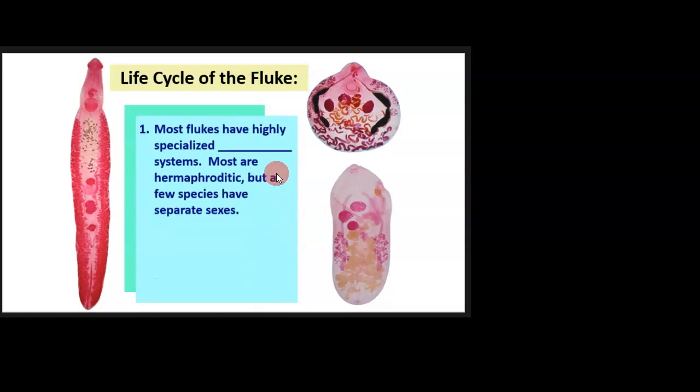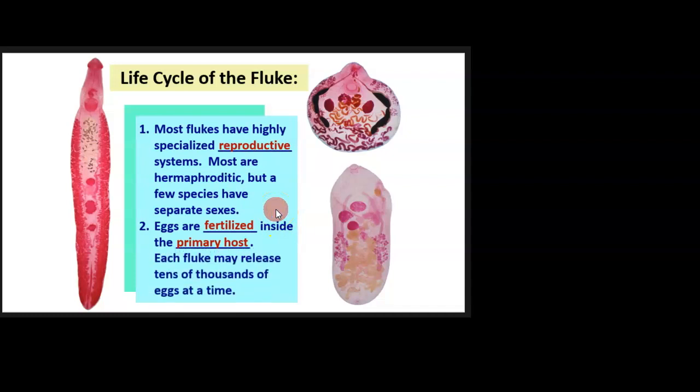So most flukes have highly specialized reproductive systems, as with most parasites. Most are hermaphroditic, and hermaphroditic means that they have the organs and the sex cells of both sexes, both male and female. There are a few species out there that have separate sexes, male and female separately, but most are hermaphrodites. Eggs are fertilized inside the primary host. Each fluke usually releases tens of thousands of eggs at a time. Like I said, these things are reproductive machines.